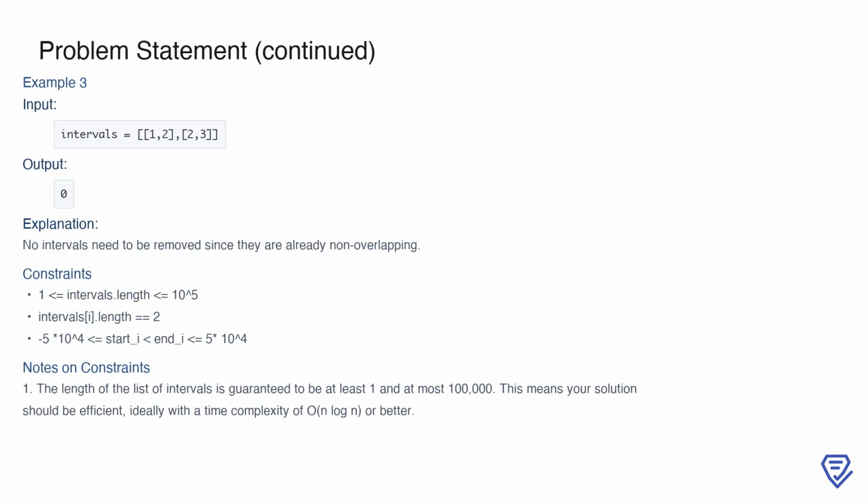As another example, consider the input intervals 1, 2, 2, 3. Here, the output is 0 because no intervals need to be removed, they are already non-overlapping.